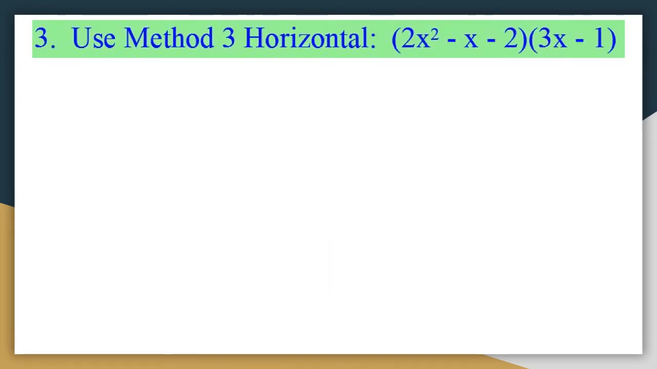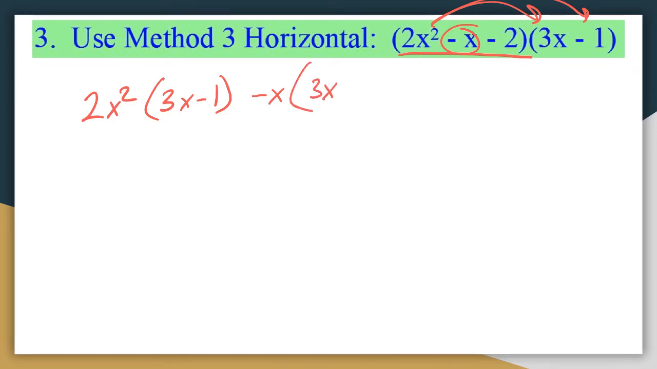That other method is called a horizontal method. And in this case, we actually break up what we are multiplying. One of the polynomials, we're going to break it up. And so in this case, I'll break up that first one. However, you might notice it might be easier to break up the second one. We're going to have 2x squared, where that is multiplied by that second polynomial. So 2x squared times 3x minus 1. Then minus x times the polynomial 3x minus 1.